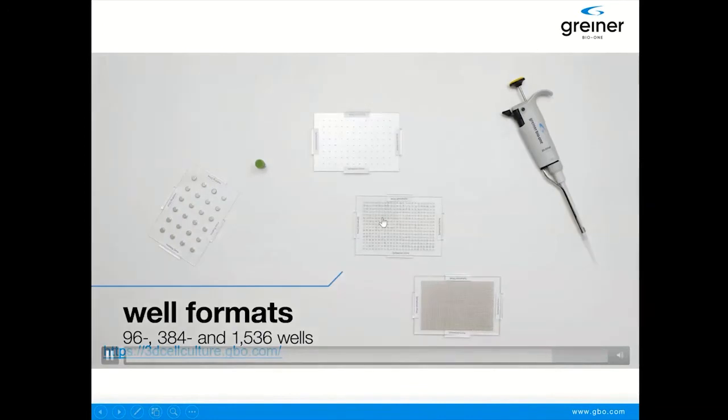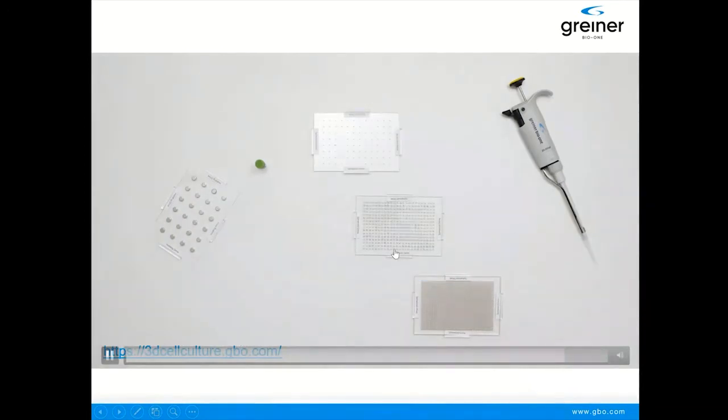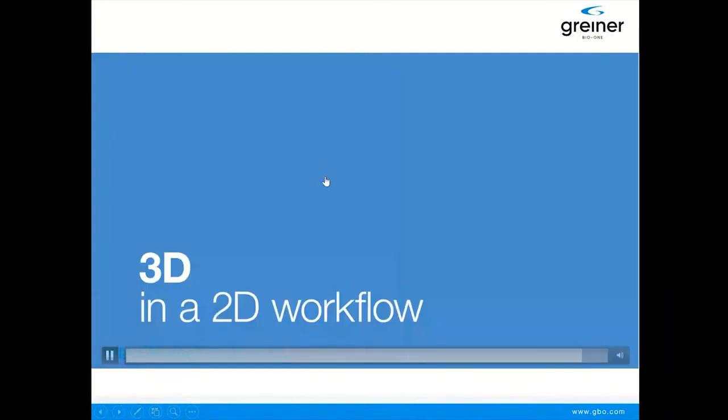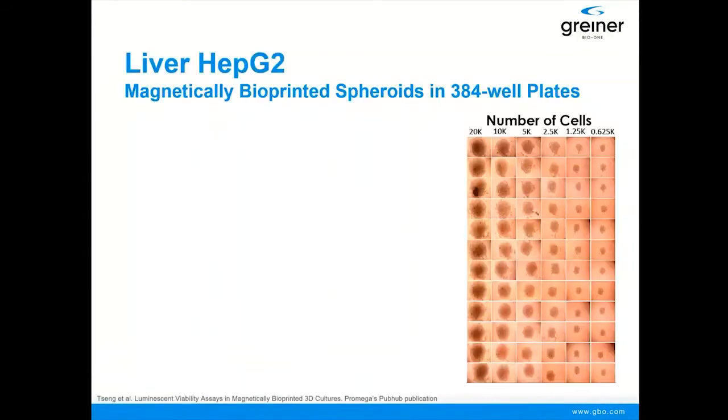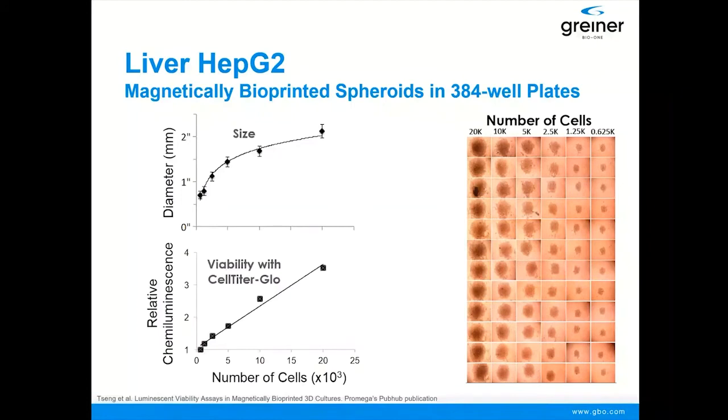Here you see 96, 384, and 1536 well formats. As we say, it's a 3D and a 2D workflow. Reproducibility is a hallmark of the system. This is an application note that we did with Promega a few years ago, showing how reproducible the system is using a 384-well plate. From 600 cells all the way to 20,000 cells, you have cell number and you have the size of the spheroids. The error bars here are the standard deviation, so a very tight size distribution. On the bottom is your cell number versus luminescence signal from CellTiter-Glo.